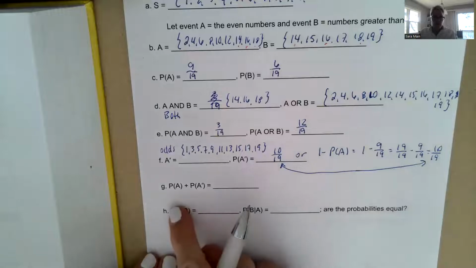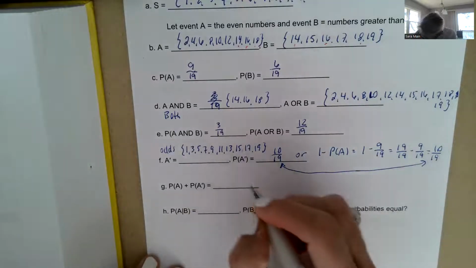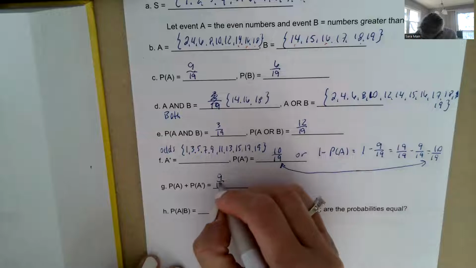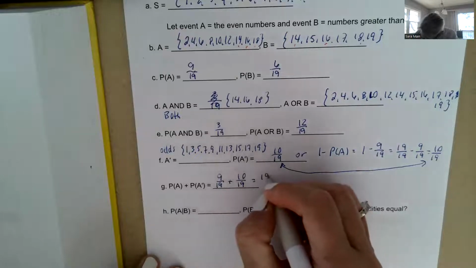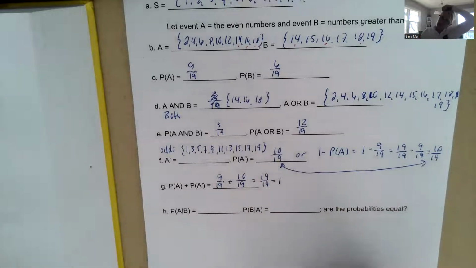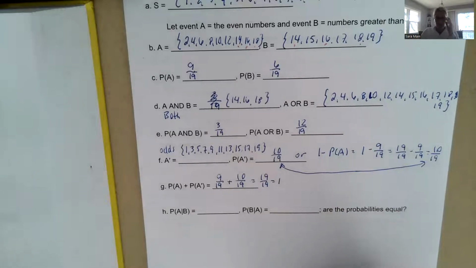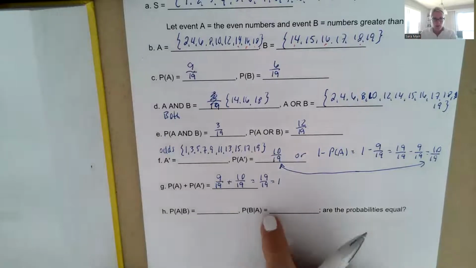And what is the probability of A plus the probability of A prime? So that would be 9 over 19 plus 10 over 19 is 19 over 19 or 1, just like we thought. And that says, what is the probability of A given B? And what is the probability of B given A?